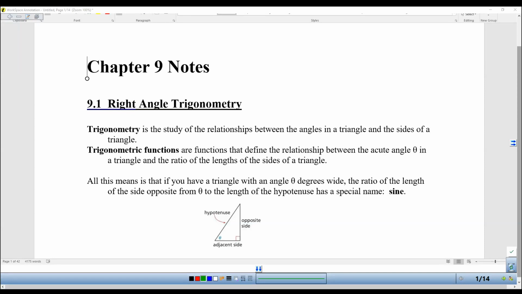Hello, everyone, and welcome to Algebra 2. This is Chapter 9, Section 9.1, Right-Angled Trigonometry.